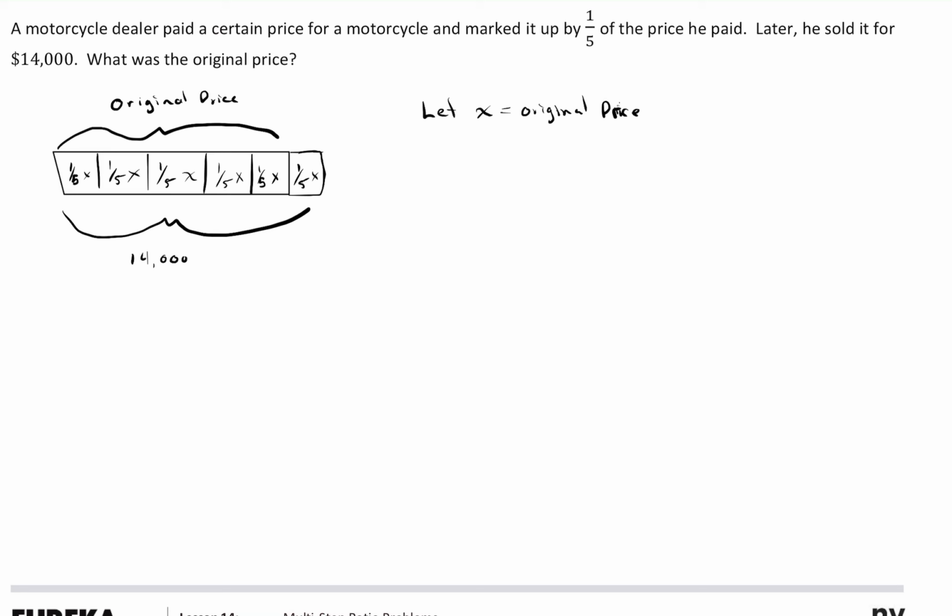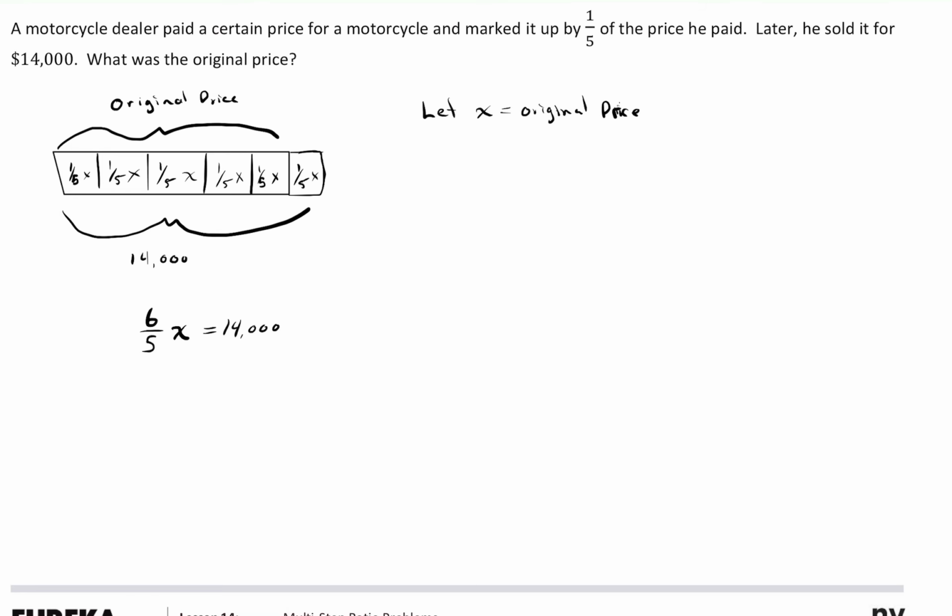If we total this up, we have 1, 2, 3, 4, 5, 6. So we have 6/5 here, and each one of these was 1/5 of the original price. So this is 6/5 x. So 6/5 times the original price equals that $14,000. So to figure out what this x, that original price, is going to be, we're going to solve this equation for x.